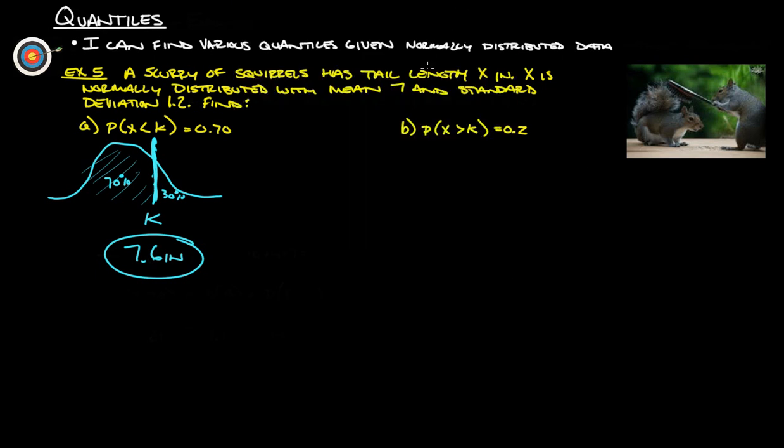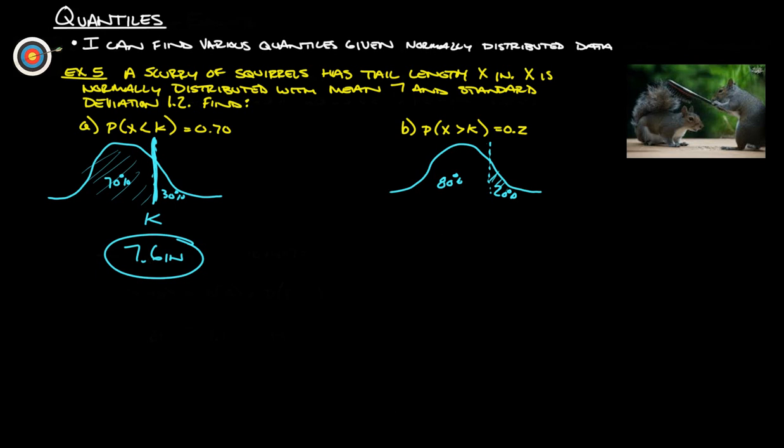Oh, okay. All right, B. Now this one here is saying, what's the probability where x is greater than k? And then we're at 0.2. So what this is really asking is they want the top 20%. So we want to find this line here where 20% is, and this is the bottom 80%, okay?